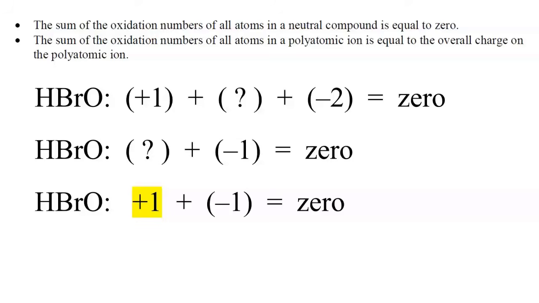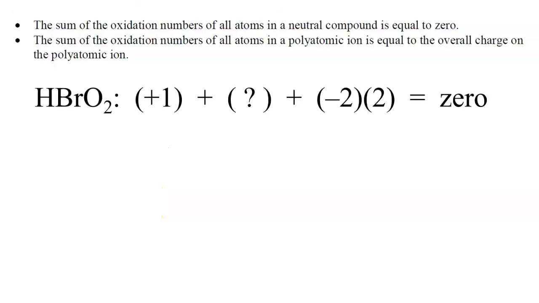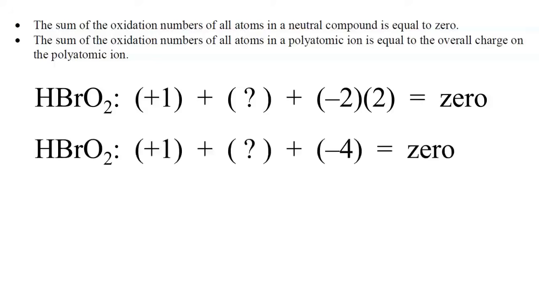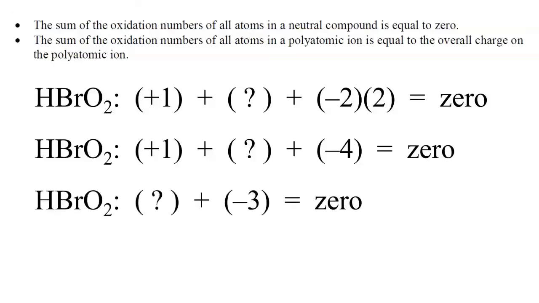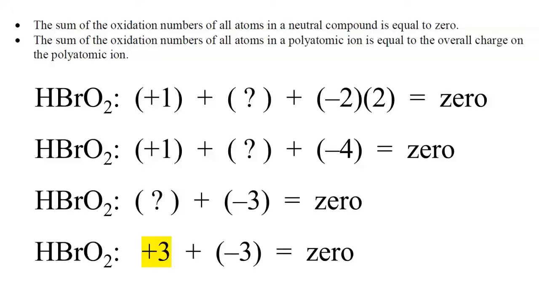Well, if I have HBrO2, now I have 2 oxygens. Again, hydrogen is still +1. Oxygen is -2, but we have 2 of them. So that's +1 and -4. When I add those together, I get -3. That's going to make the bromine equal to an oxidation number of +3, so that the sum overall of the oxidation numbers is equal to 0.